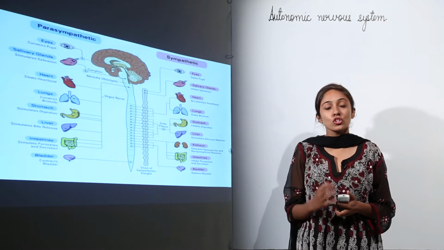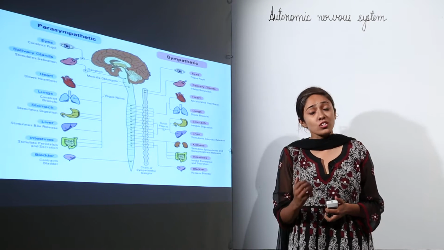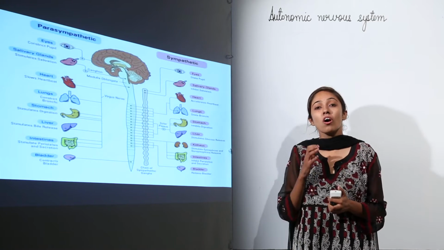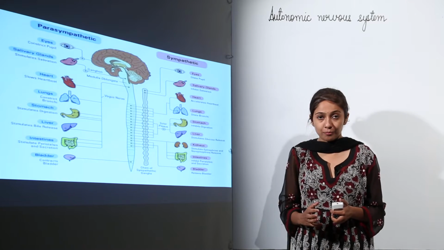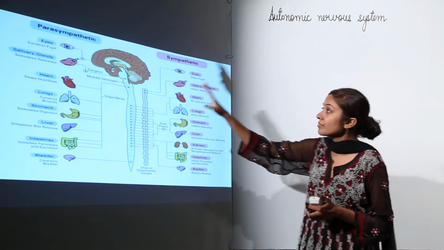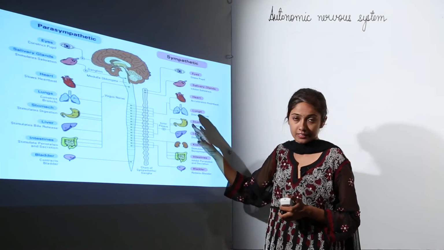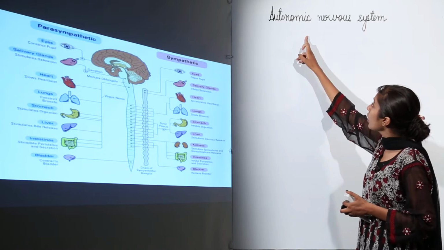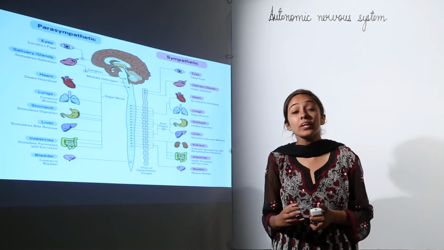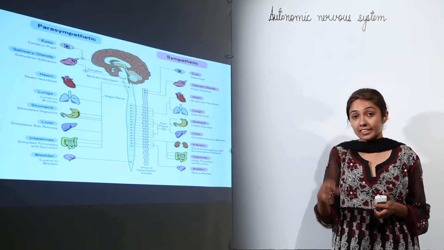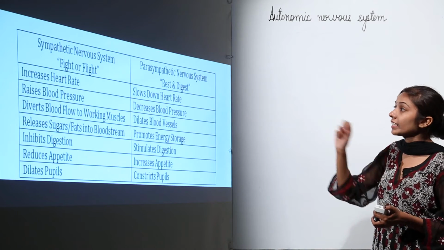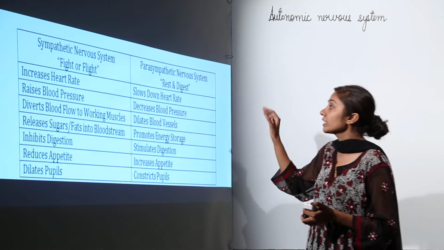Let's discuss the autonomic nervous system. The autonomic nervous system is that part of the nervous system which deals with all the involuntary activities, right. Now it is divided into two parts. We have the parasympathetic and sympathetic nervous system, right. So the autonomic nervous system deals with involuntary activities, and it has two parts: the sympathetic nervous system and the parasympathetic nervous system.